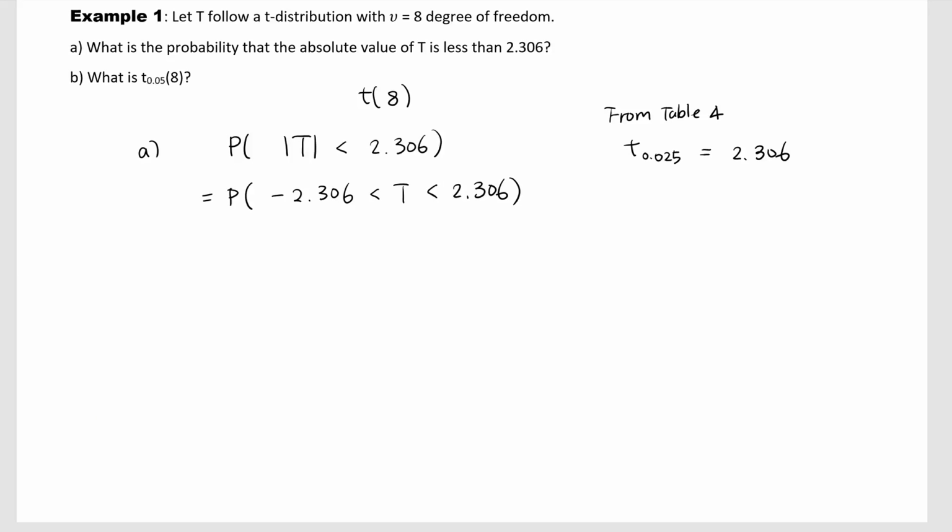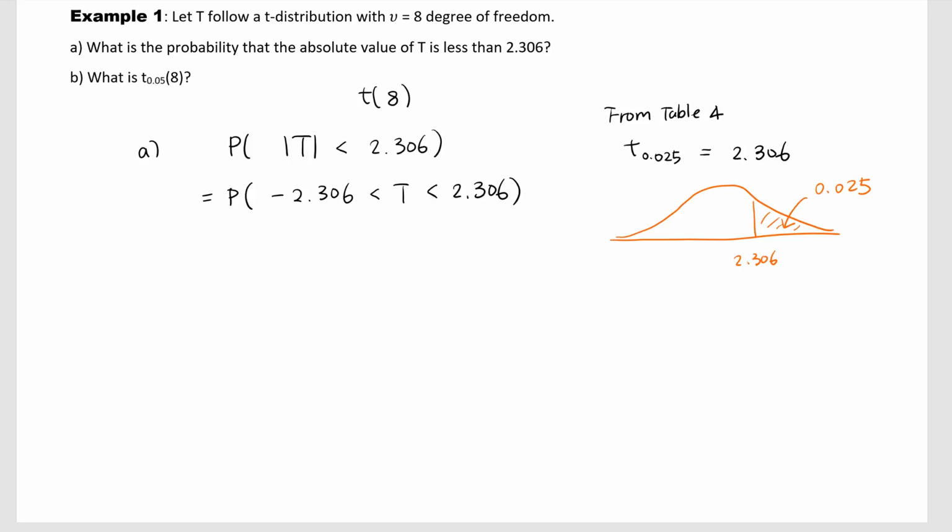What does that mean? Let's draw the picture. T alpha is right here, 2.306, and this area is alpha. So alpha is 0.025. The probability on the right-hand side of the number 2.306 is 0.025.